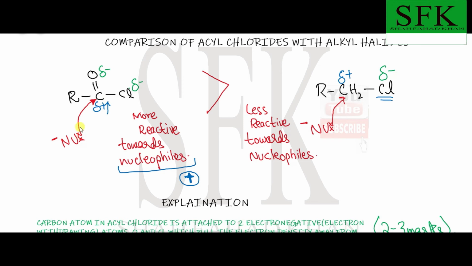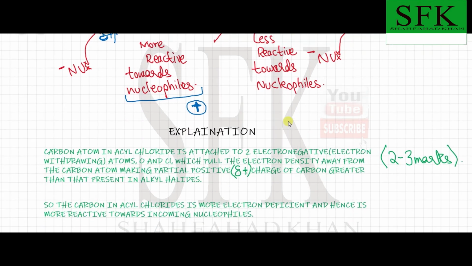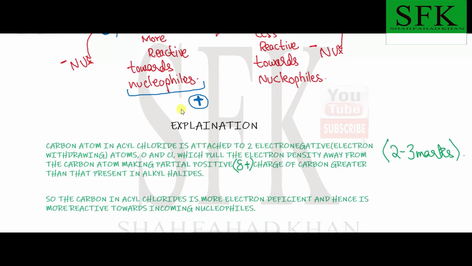So the nucleophile is more likely to attack the acyl chloride, and hence it is more likely to react with the acyl chloride. Therefore, acyl chlorides are more reactive towards nucleophiles because there are two electronegative atoms attached to the carbon atom, and the magnitude of the partial positive charge is much more in acyl chlorides compared to alkyl halides.